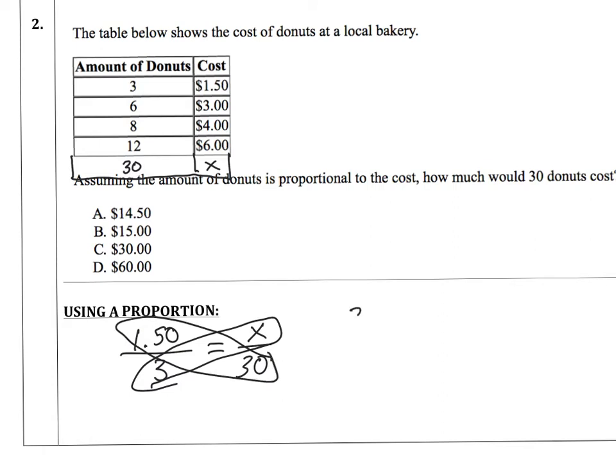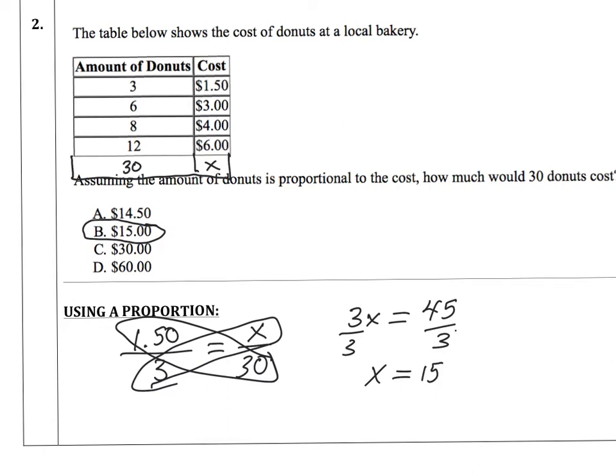Doing it using proportions, we have 3x. 3 times x is 3x. And then we have 30 times $1.50. So I'm going to do that on my calculator, and that gives us $45. Now we just need to divide by 3, and I get x is equal to 15. Okay, so how much is it going to cost us for 30 donuts?